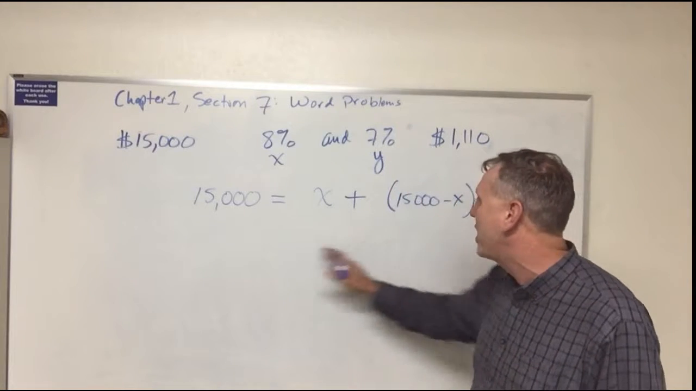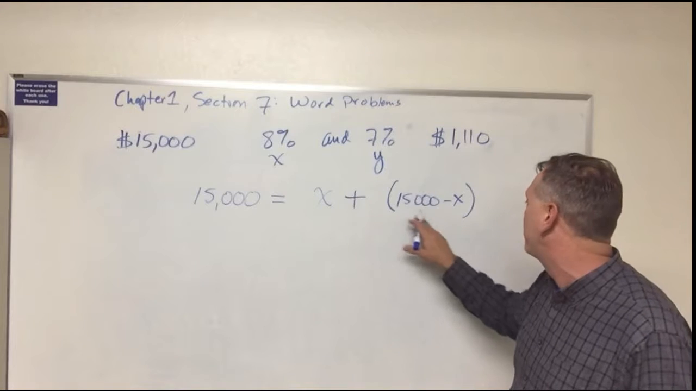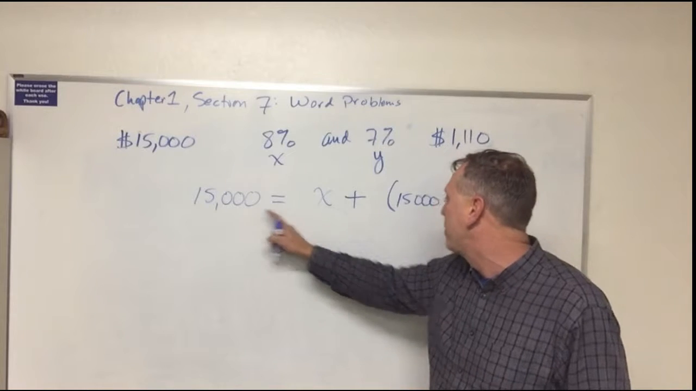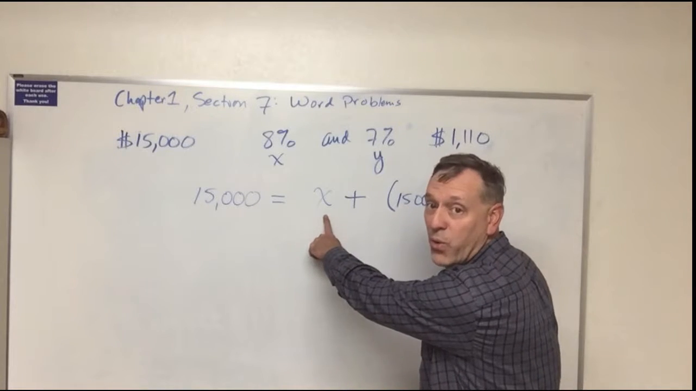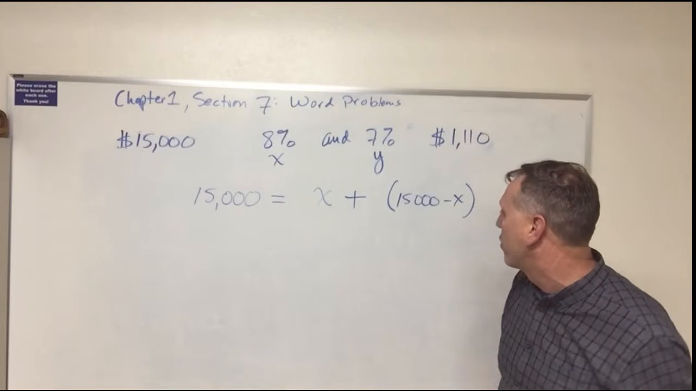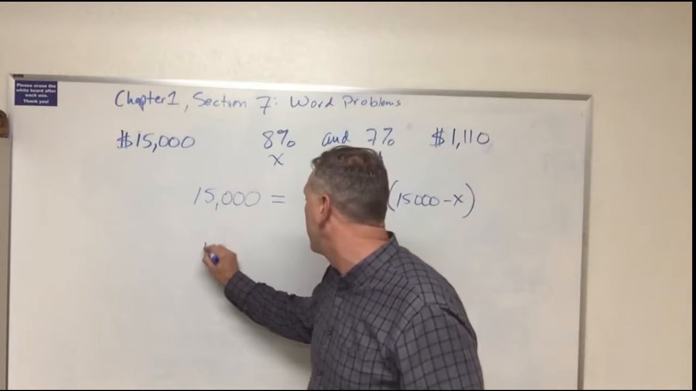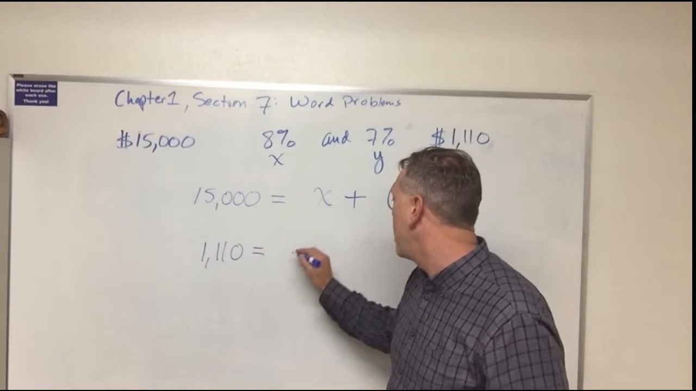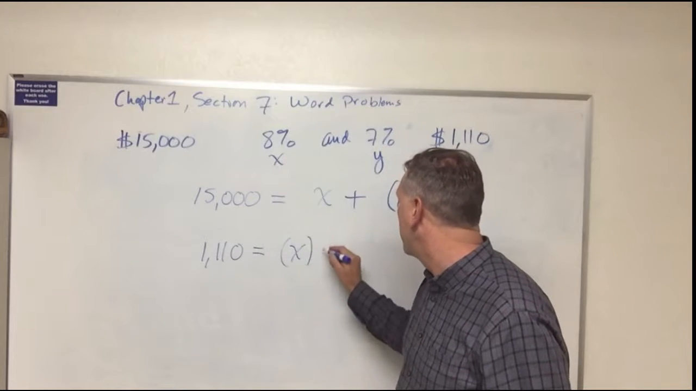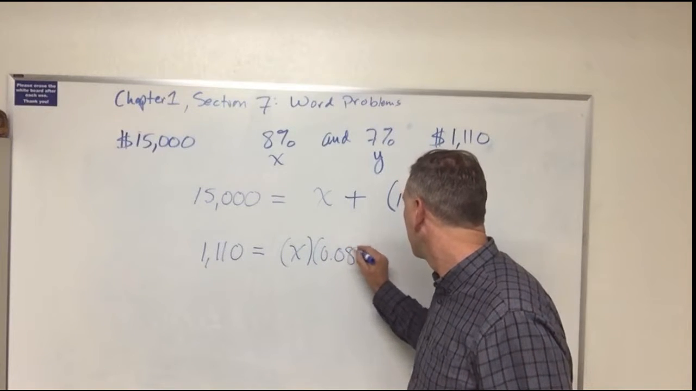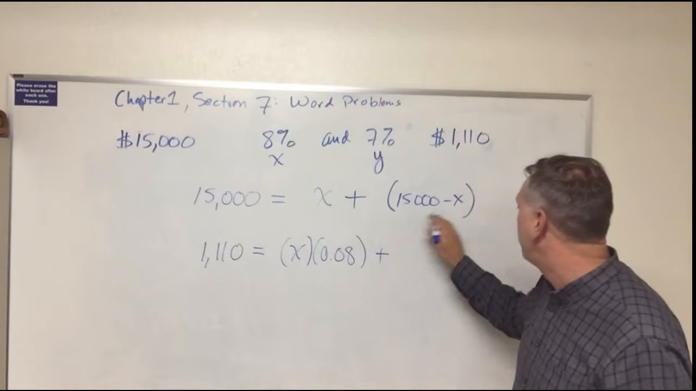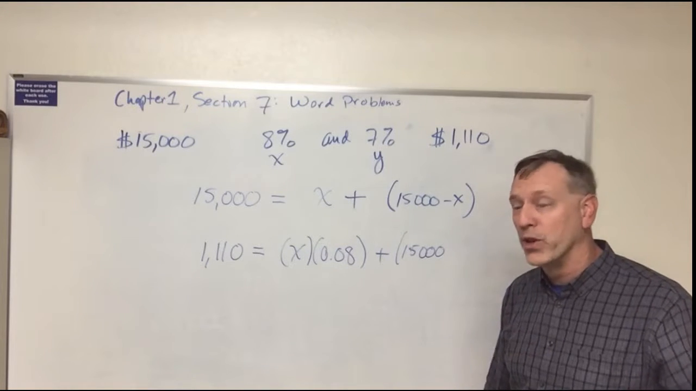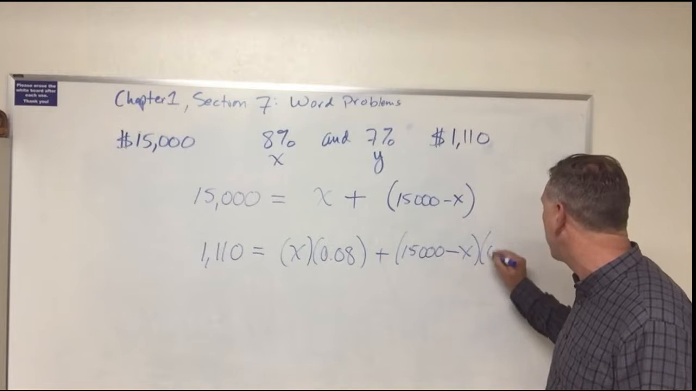This is really X plus Y equals this, but they're doing X plus 15,000 minus X to total 15,000. And if you work this out, you would find out that 15,000 equals 15,000 because the two X's go away. So that's a little bit of trickery. Now, what we find is that the investment return is equal to this. So we have X times 8%, and we have 15,000 minus X, also known as Y if you're doing the two variable solution, times 7%.